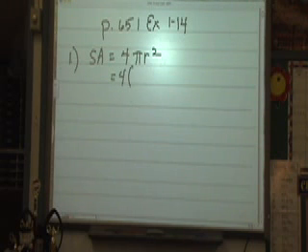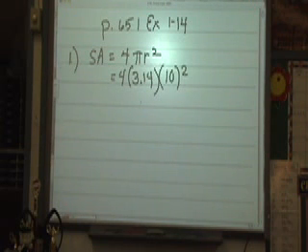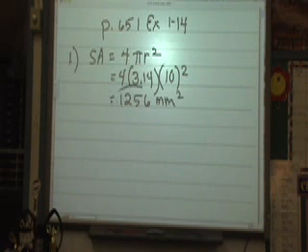Odds. And the radius is 10, and we square it. So on your calculator, take 4 times 3.14 times 10 squared. Anyone have it? Willow? 1,256, and it's millimeters squared. That is correct.